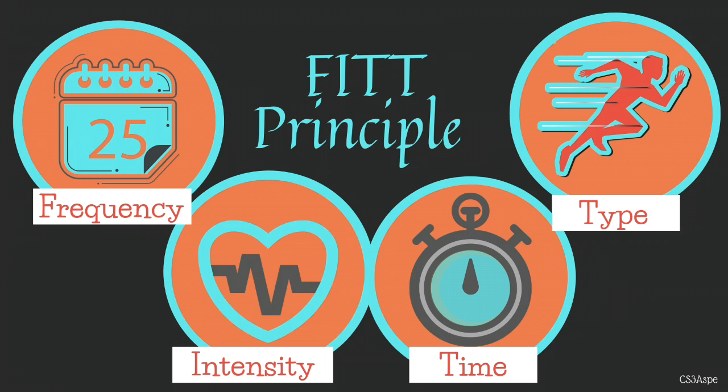T for time. It is the duration or length of the activity. How long an exercise must be performed to be effective. Another T is for type. It is the mode of exercise being performed. The selection of the type of exercise should be guided by the fitness goals to be achieved.